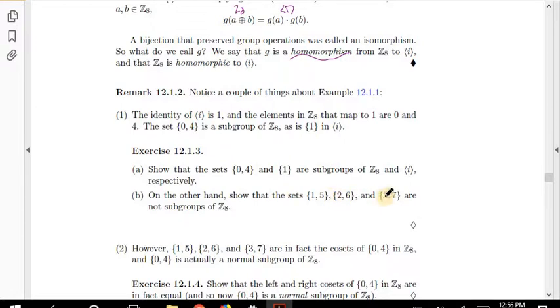And these sets were not subgroups. Now, if you think about it, these sets are actually cosets of 0, 4. 1, 5 is the same as 1 plus 0, 4. Sorry, 2, 6 is 2 plus 0, 4. 3, 7 is 3 plus 0, 4. So these are cosets. Okay? So our cosets are mapping to different elements of the fourth roots of unity. And in fact, this is a normal subgroup of Z8. You can see that, of course, because the group is abelian.